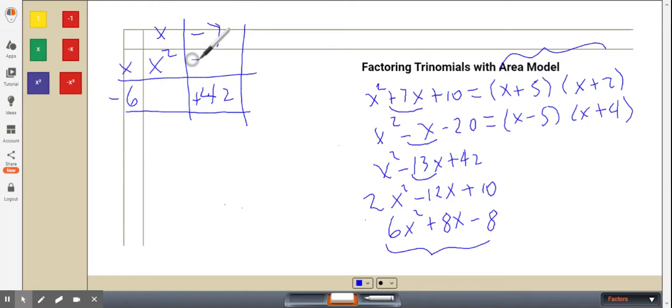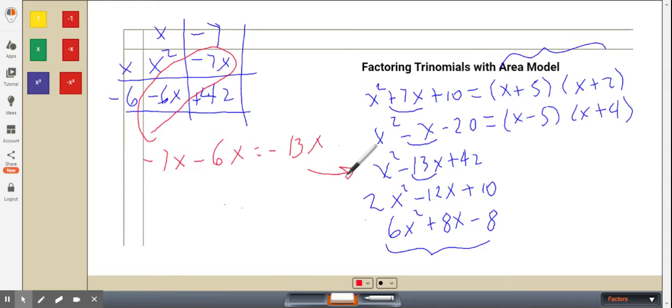Now let's finish the table and see what happens with our diagonal, our red diagonal, as it were. So here we go. We have this diagonal here, and I hope you can see that negative 7x added to negative 6x produces negative 13x, which is our middle term for the trinomial we were factoring. And that means we have our factors, x minus 7 and x minus 6.